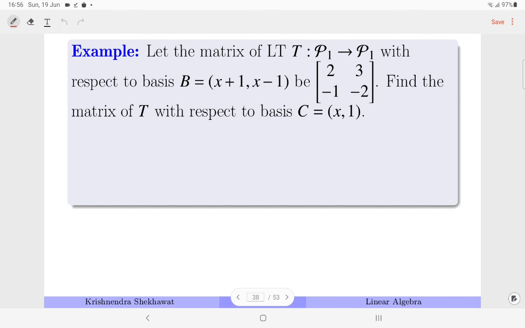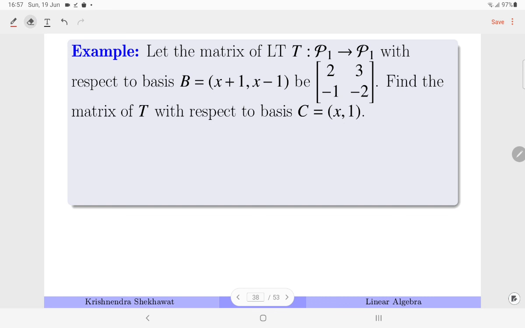Now the first thing to understand is what is given and what needs to be found. To find the matrix of T with respect to C, the first requirement is that I must know what T of x and T of 1 are, which is not given because the linear transformation is not given. If I have T of x and T of 1, then I have to see their coordinates with respect to the basis C.